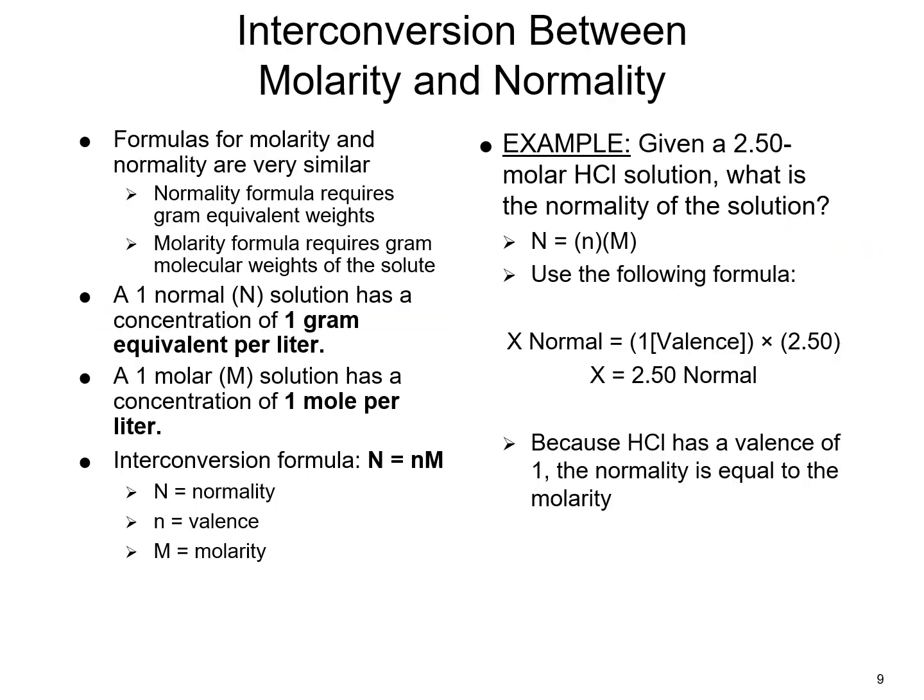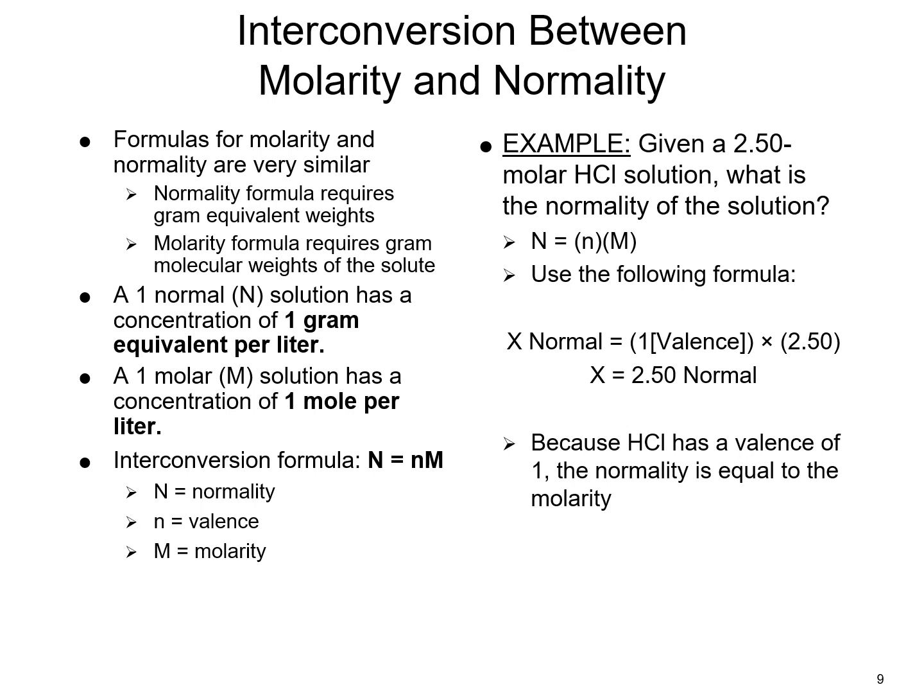Now, as previously mentioned, molarity and normality formulas are very similar, with the difference that the normality formula requires the gram equivalent weight and molarity requires the gram molecular weight of the solute. One normal solution, or normality, has a concentration of 1 gram equivalent per liter, whereas one molar solution, or molarity, has a concentration of 1 mole per liter.